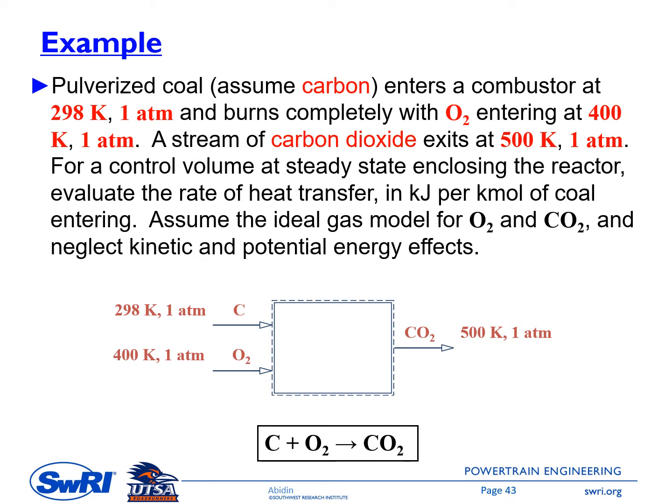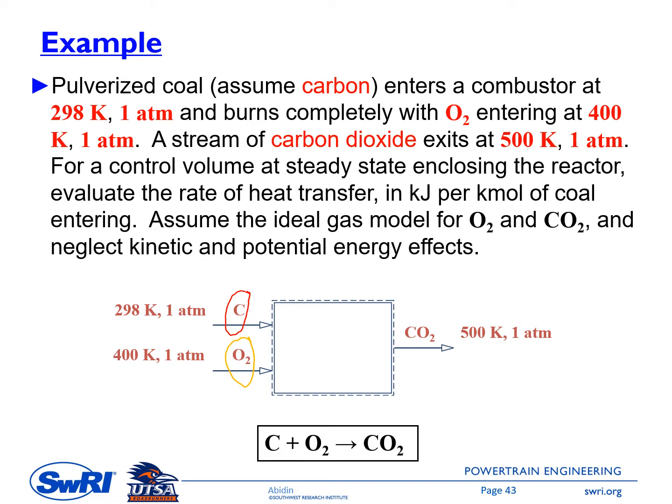Okay, so now let's take a look at this example. So we have a pulverized coal, which can be assumed as carbon, enters a combustor at 298 Kelvin, 1 atmosphere, and burns completely, with oxygen entering at 400 Kelvin, 1 atmosphere. Schematic of the system is shown at the bottom of this slide. So we have a flow of pulverized coal that is represented by a C here at a given temperature and pressure, and then this is the oxidizer, so O2 at 400 Kelvin and 1 atmosphere.